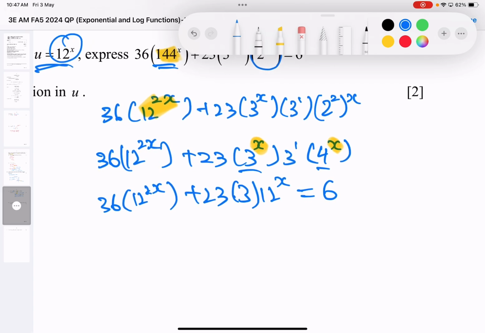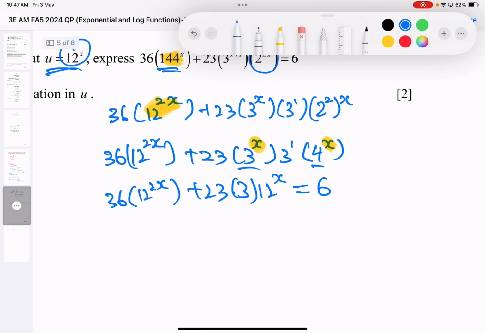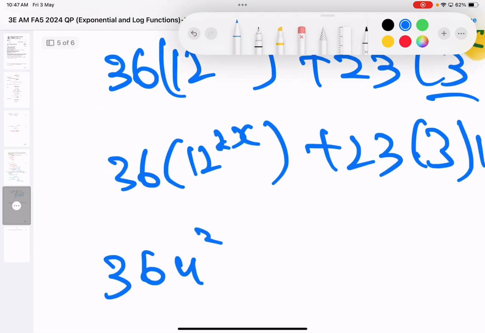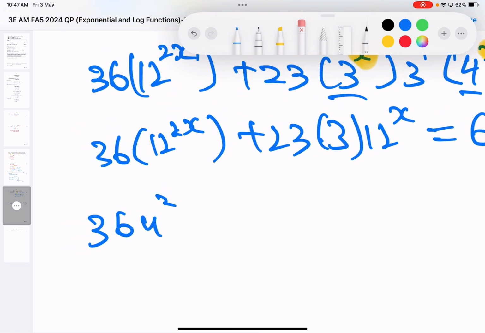Okay, now, next. I just need to replace all the 12 to the power of x. So I'm going to get 36 u squared. Anyone knows why I got u squared? I skipped one step, but let's not skip, or some of you get confused. 12 to the power of 2x can be written as 12 to the power of x squared, right? So if I replace 12 to the power of x as u, then I get u squared.